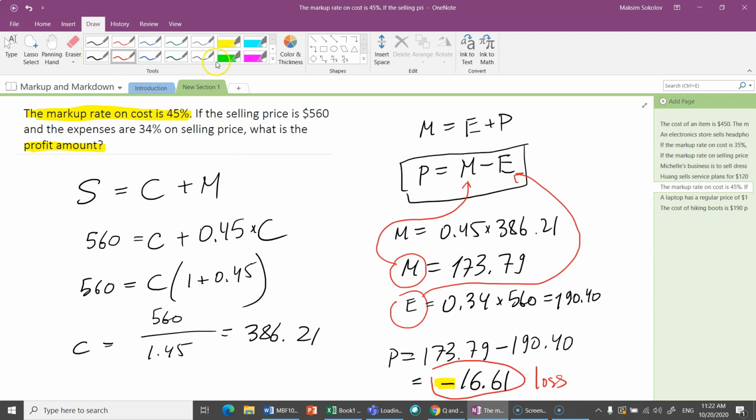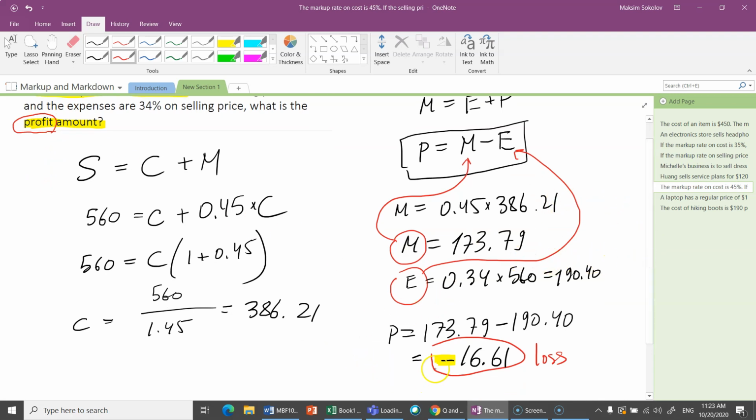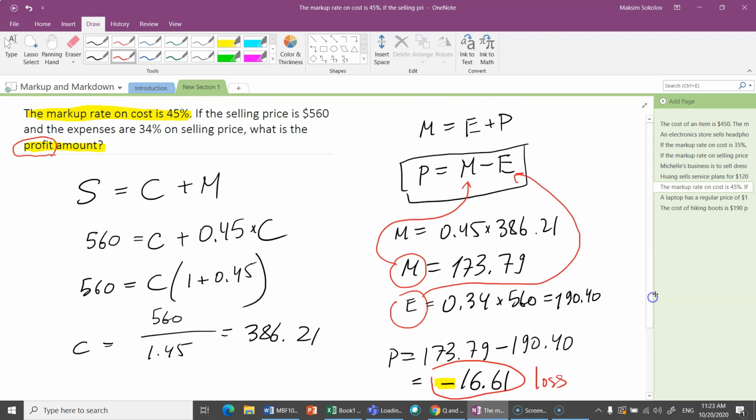You just pay attention when a problem is asking you for profit, it could be negative. Some problems will say what is the profit or loss. Some problems will not say that, but if the answer is negative for profit, it means that you experience a loss. In this problem, there is loss of $16.61. Here we go. Let's proceed now to the next problem.